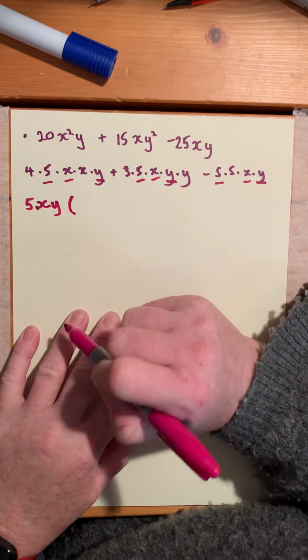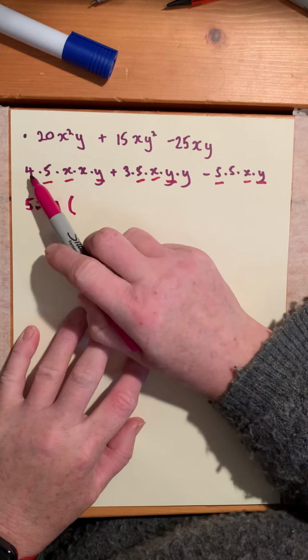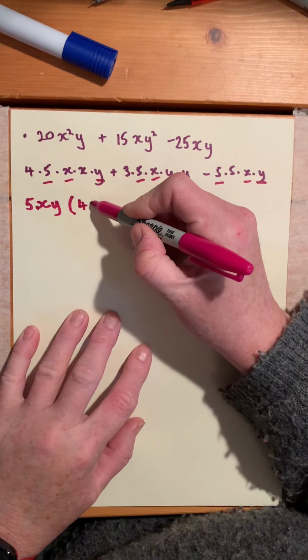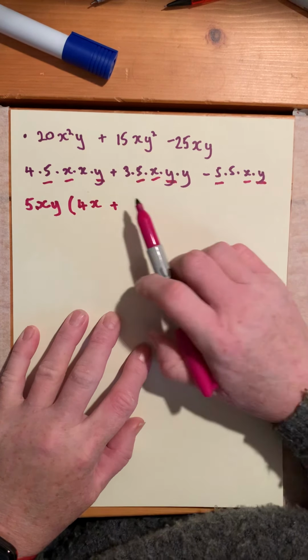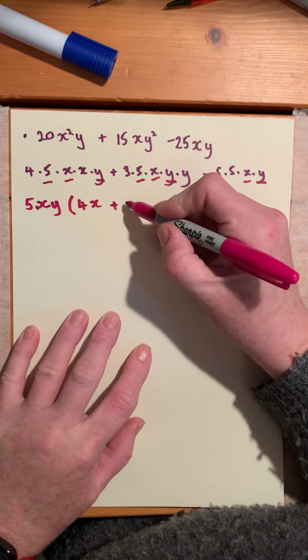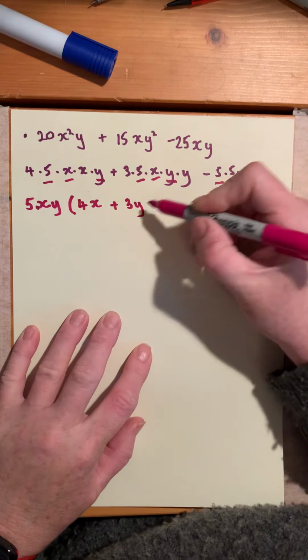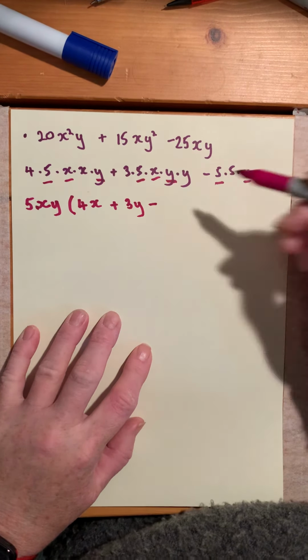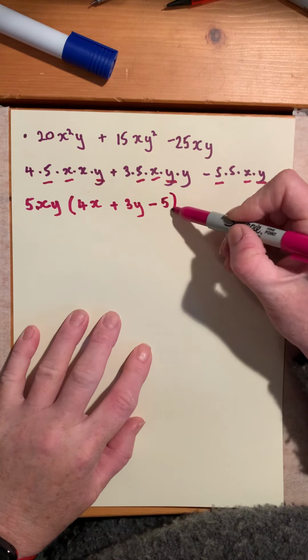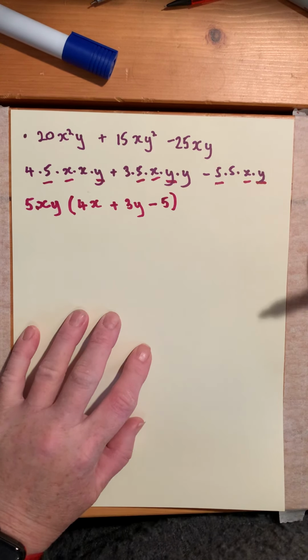So now I can start my brackets. This term, I've got 4x left over, plus 3 times y minus 5. And that's your final answer.